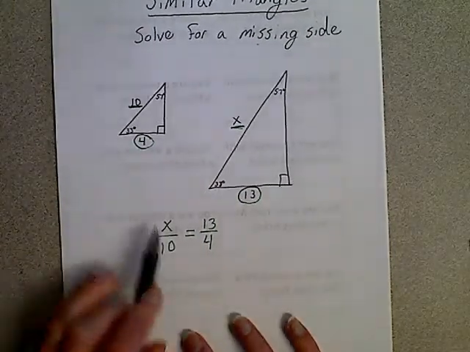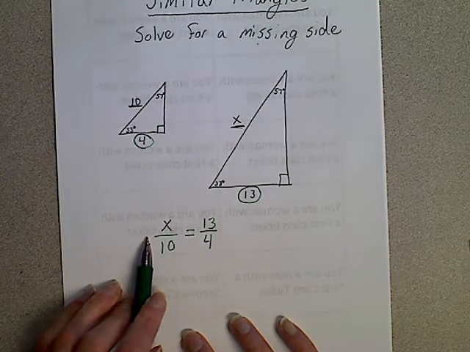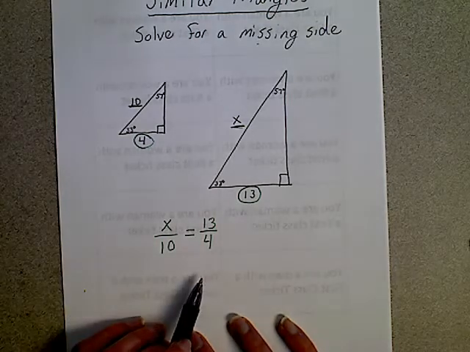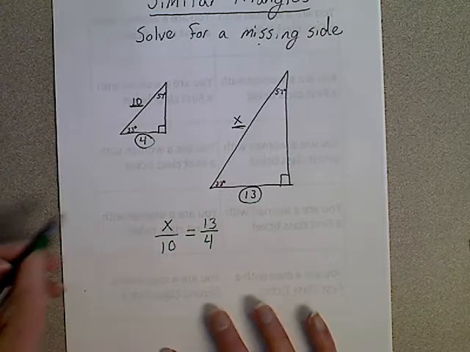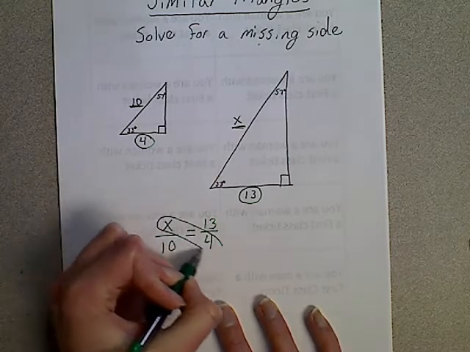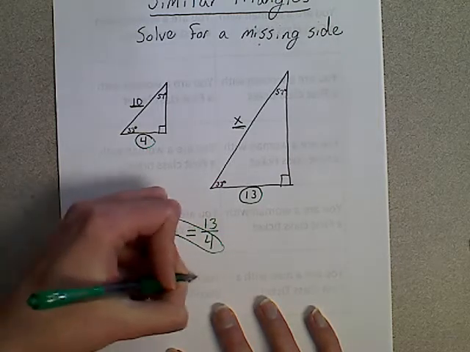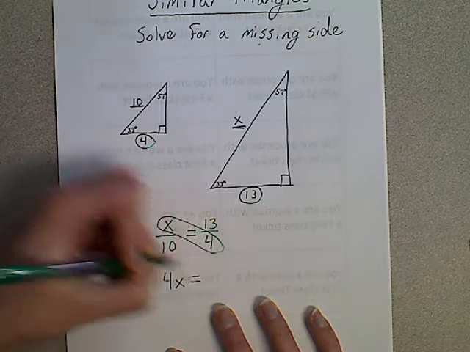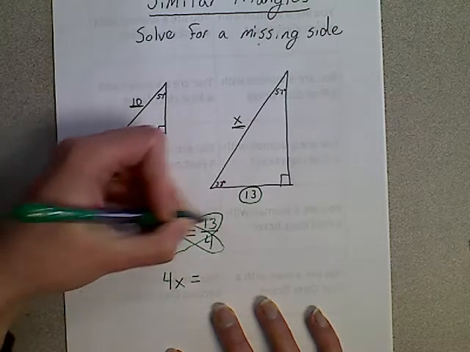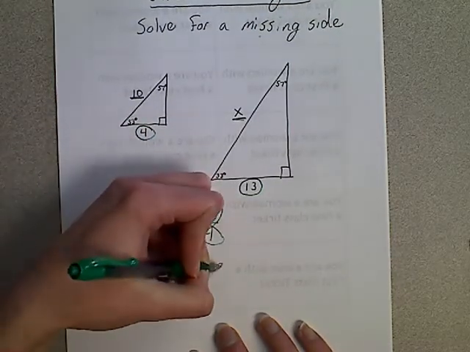Right, now once we have our proportion set up, we're going to be solving this just like we solved this proportion yesterday. So we will take and do our cross multiplying. So we will do 4 times x, which equals 4x. And we're going to say that that equals, we do the other half of our cross here, 13 times 10 gives us 130.